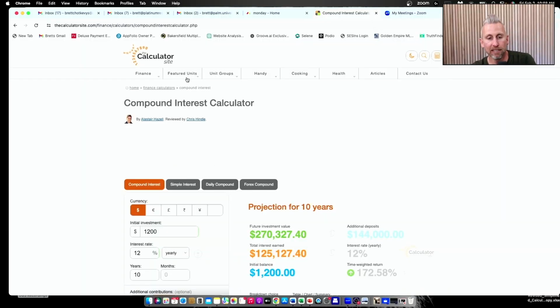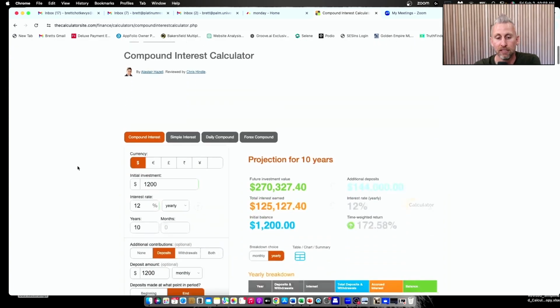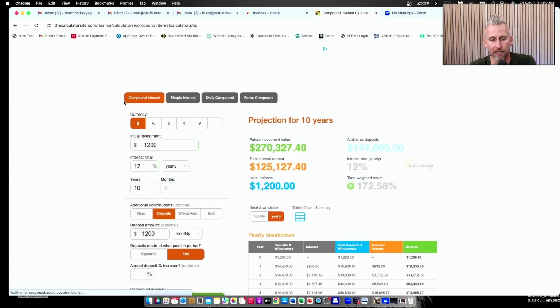So let me break this down, and you can do this activity on your own, and I think it's actually pretty fun. So let's walk through it. We're here on this site. I have this compound interest calculator selected here. Here's how to fill this out. You have initial investment. This is what you're starting with. So if we said that we are going to make $72,000 a year, that's $6,000 a month, and we're going to save 20% of that.